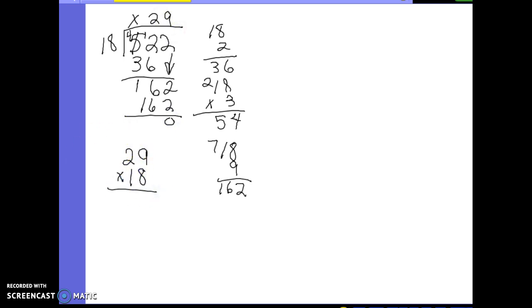Remember, we take our number in our ones place. 8 times 9 is 72. 8 times 2 is 16, plus 7 is 23. Don't forget your 0. 1 times 9 is 9, and 1 times 2 is 2. 9 plus 3 is 12. 2 plus 2 is 4, plus 1 is 5. 522.